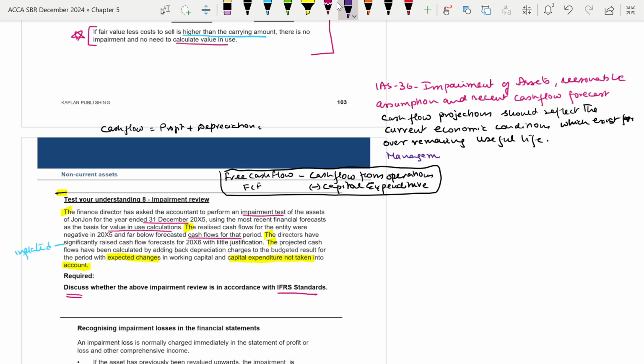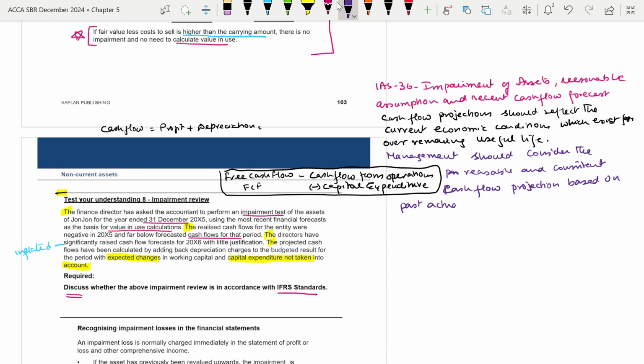Management should consider reasonable and consistent cash flow projections based on past actual outcomes. Is it past actual outcomes? Okay, now this is as per IAS 36. Write it down.